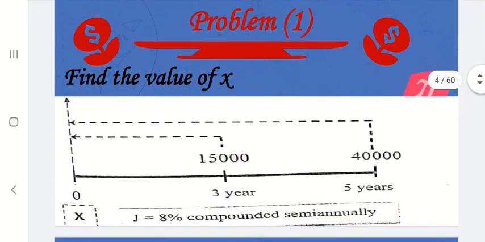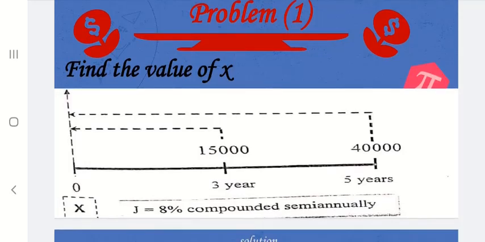Let's start with problem number 1. In this problem, find the value of x. We know that to solve these types of problems, we need to know the position of the focal date. There are 3 positions of focal date. The first: if the focal date lies before the maturity dates of old and new obligations, then the present value of old obligations equals the present value of new obligations.